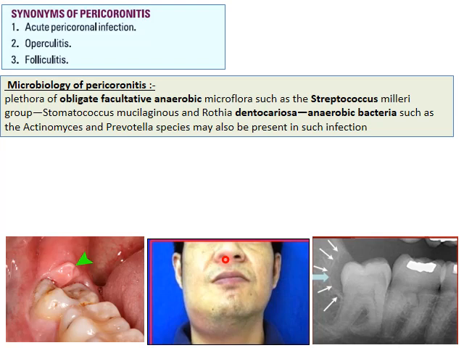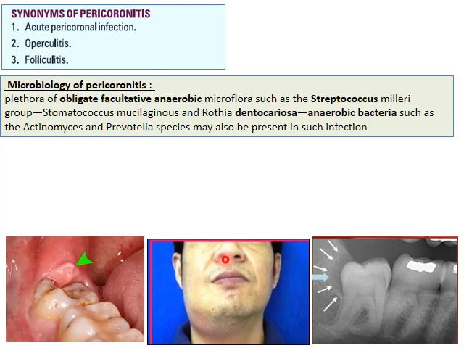There are other names for pericoronitis. They are called synovius of pericoronitis, acute pericoronal infection, or operculitis from operculum, or folliculitis, infection of the follicle around the tooth. But these terms are the same as pericoronitis.